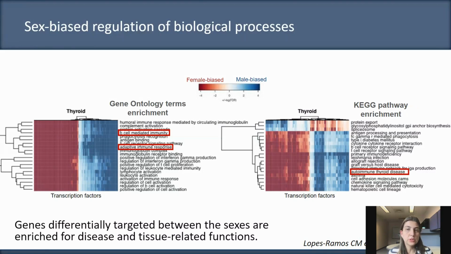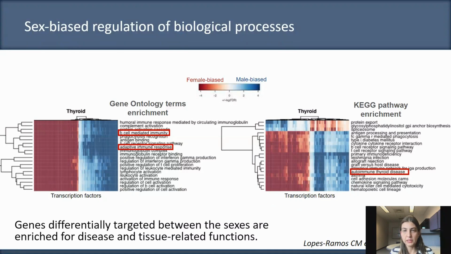I want to give an important note here. If you remember, these are all healthy tissues, right? So what does it mean to have this sex bias associated with some disease pathways? What it means is that even at baseline, if we look in healthy tissues, genes that are important for diseases are being regulated in different ways in males and females. And this might become really important to understand sex bias in disease development.